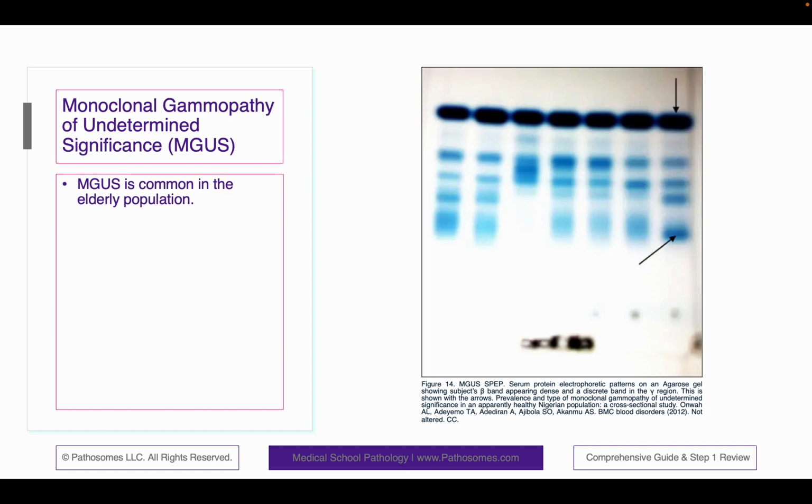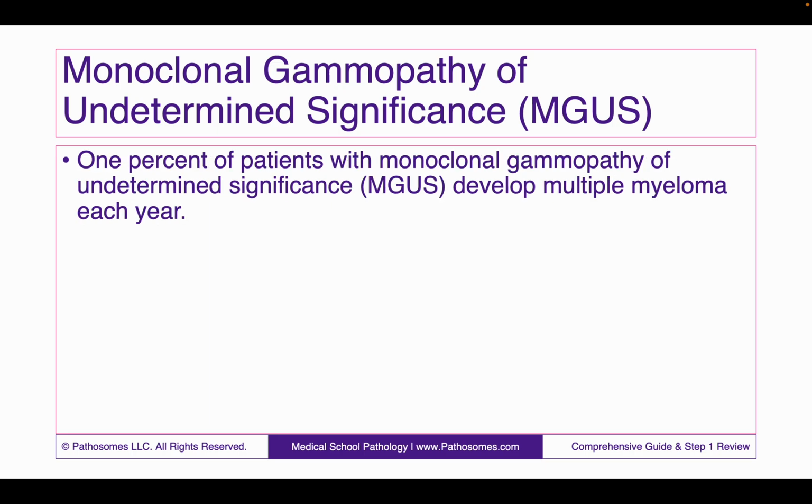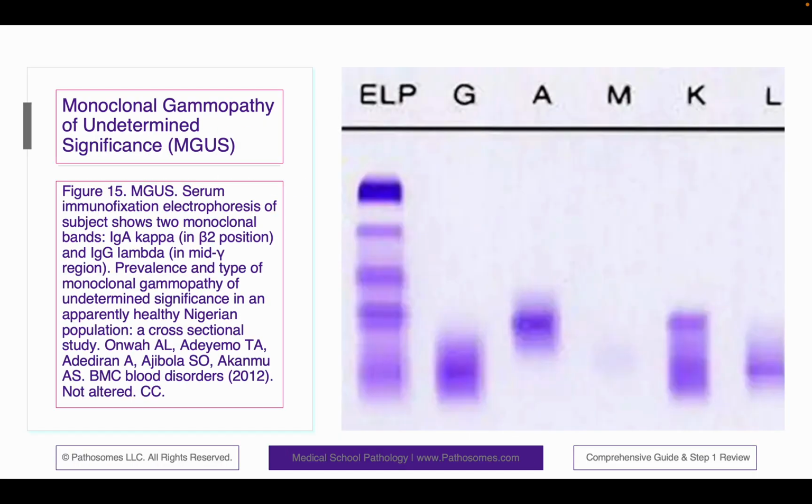MGUS is common in the elderly patient. As we can see here, this band that is darker from a patient that has MGUS on SPEP. Approximately 5% of individuals above 70 years old have monoclonal gammopathy of undetermined significance. And 1% of patients with MGUS may go on to develop multiple myeloma each year.